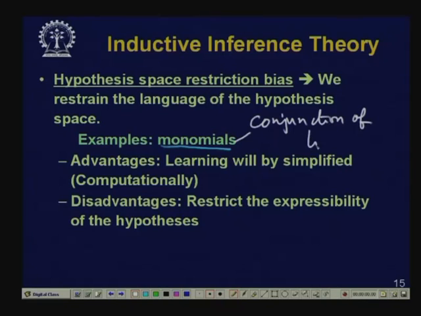So, monomials is a conjunction of literals. We might say that our hypothesis space must only be a monomial. For example, A1 and A2, A1 and A2 bar and A3, A1 bar and A4 and A3, and so on. So, these are examples of monomials.